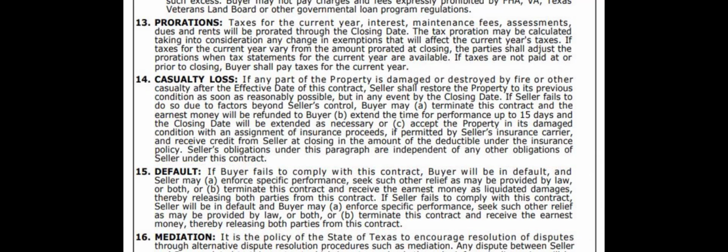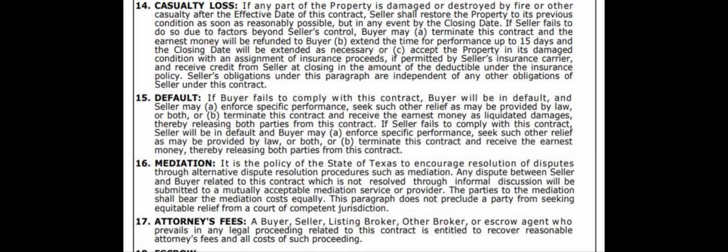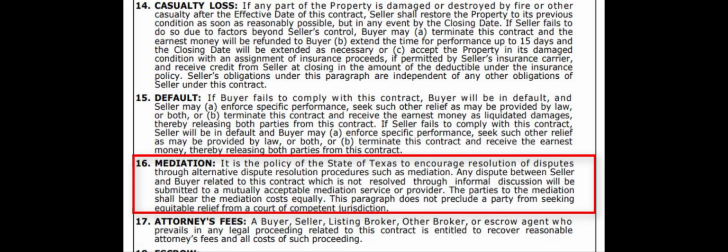Moving on to paragraph 16 is mediation, and it reads as follows. It is the policy of the state of Texas to encourage resolution of disputes through alternative dispute resolution procedures such as mediation. Any dispute between seller and buyer related to this contract which is not resolved through informal discussion will be submitted to a mutually acceptable mediation service or provider. The parties to the mediation shall bear the mediation costs equally. This paragraph does not preclude a party from seeking equitable relief from a court of competent jurisdiction.